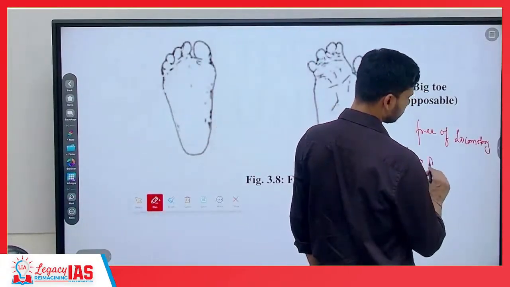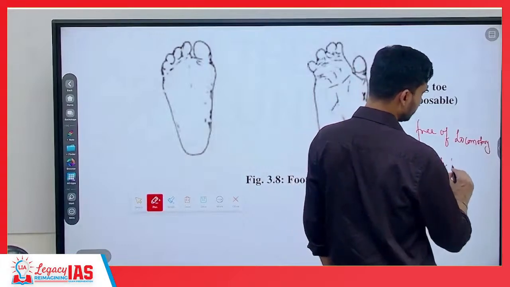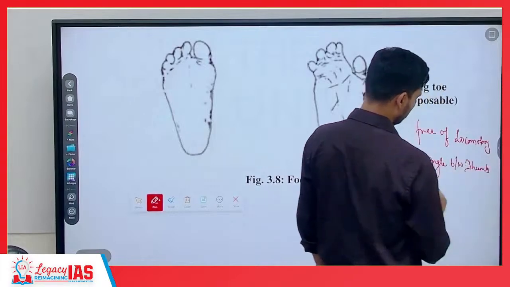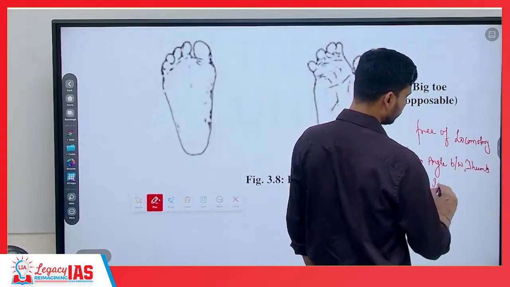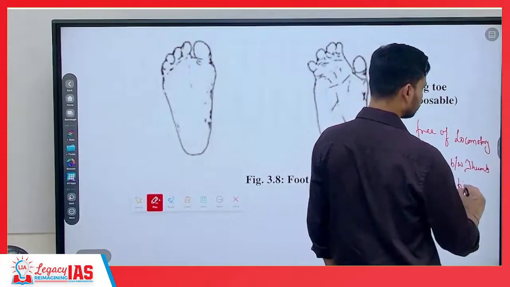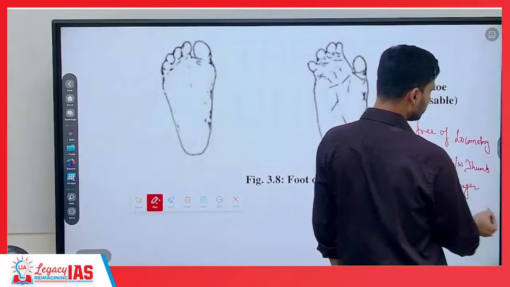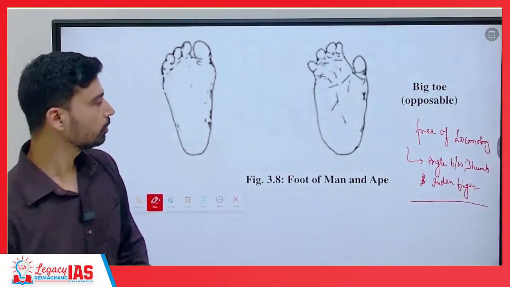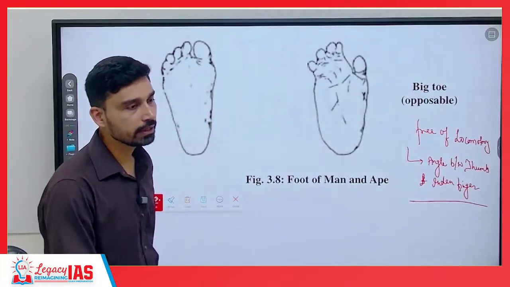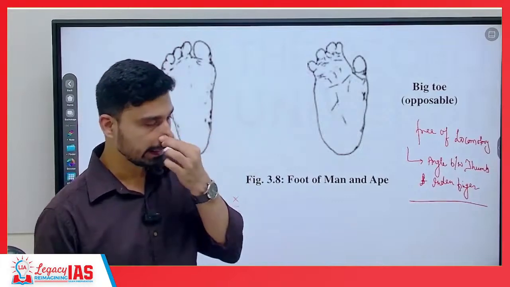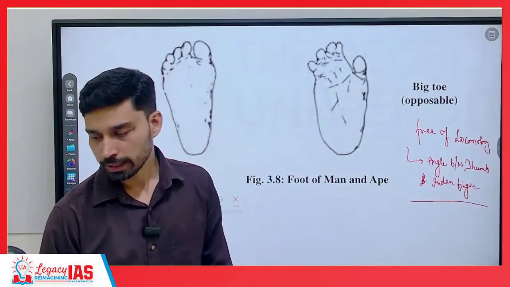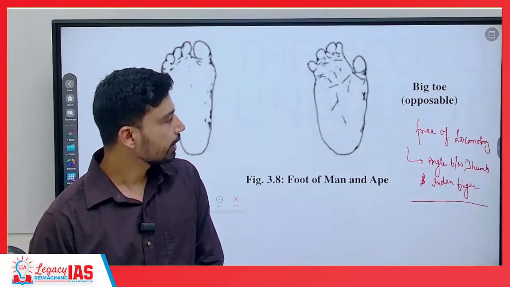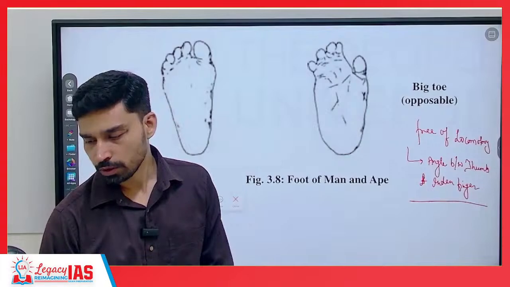Basically we can say it is because of the angle between thumb and index finger. For a higher degree of movement, this angle should be less or more? More. So the angle between thumb and index finger is larger in man, smaller in apes.